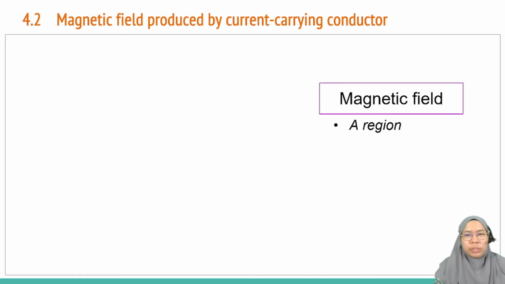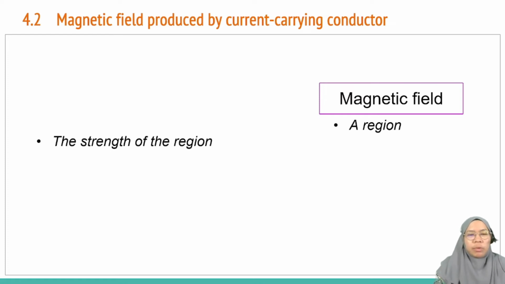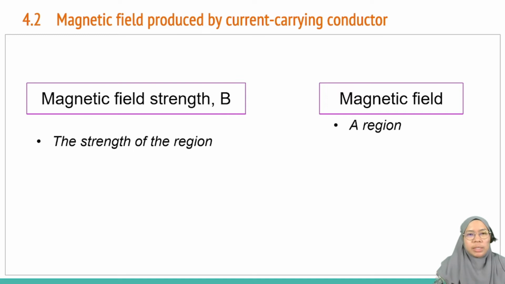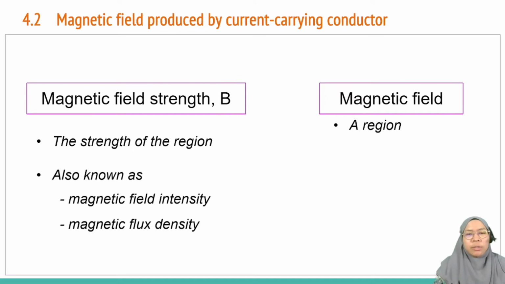Okay, so when we talk about magnetic field, we are talking about a region. But if you want to talk about the strength of the region, we are going to calculate the magnetic field strength. Okay, so magnetic field strength is also known as magnetic field intensity or magnetic flux density. Okay, so the symbol is B.